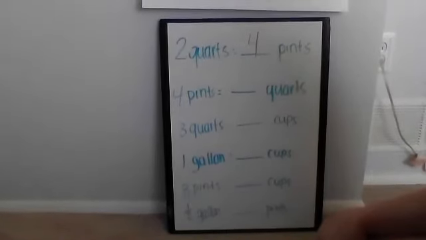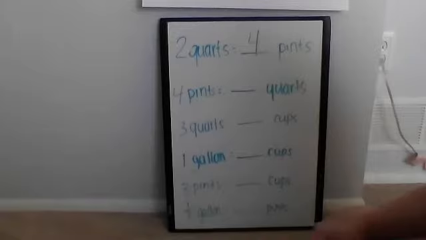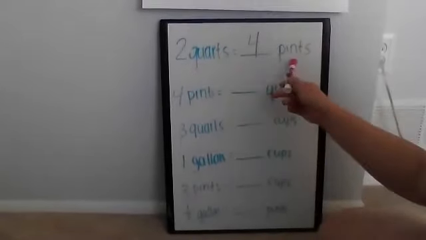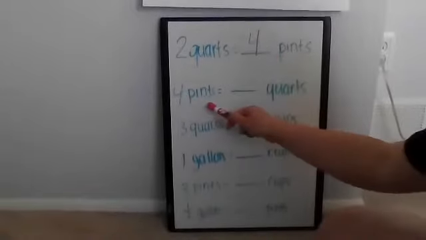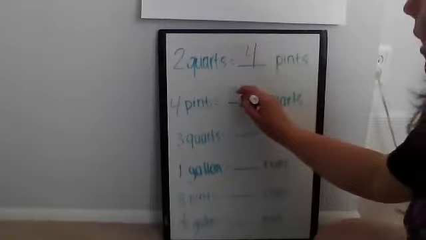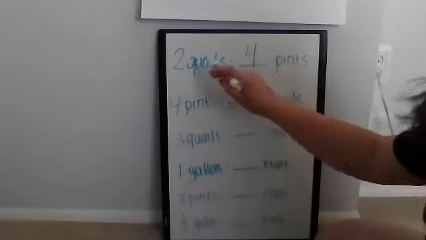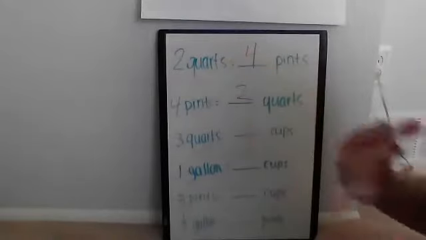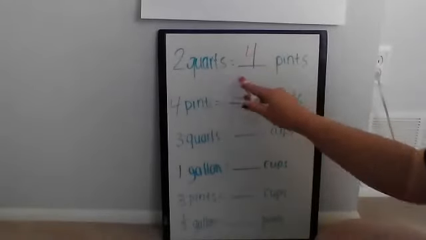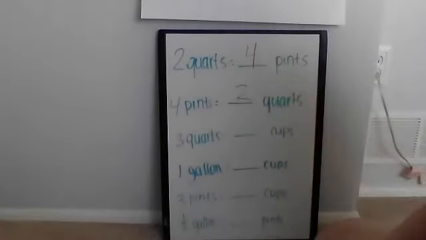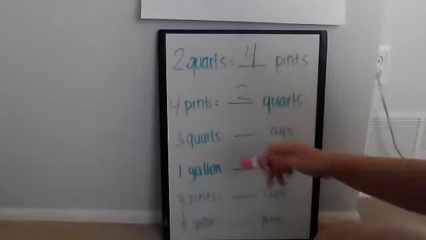Okay, welcome back. Let's take a look. Now, I did not do this on purpose, but we already did 2 quarts equals 4 pints up here. So if I have 4 pints, how many quarts do I have? 2. These are just the inverse, okay? So you can go forwards and you can go backwards. You can start with the bigger thing and go to the smaller, or you can start with the smaller thing and go to the bigger, okay? How about the next one?